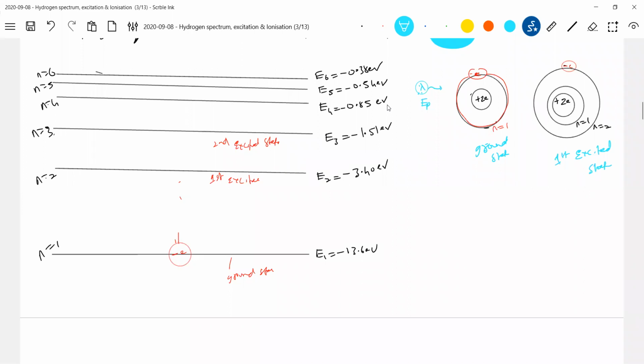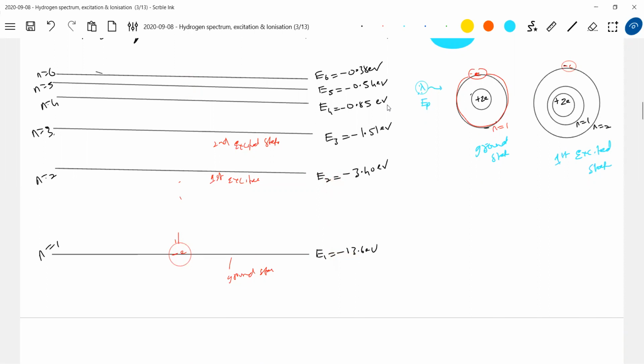Which will be higher energy? This one or this one? This is higher energy. When will the hydrogen atom have maximum energy? When the electron jumps to infinity, then the energy of hydrogen will become 0. So 0 will be greater than minus 13.6. This will be higher energy.